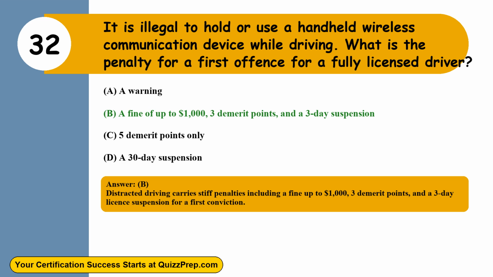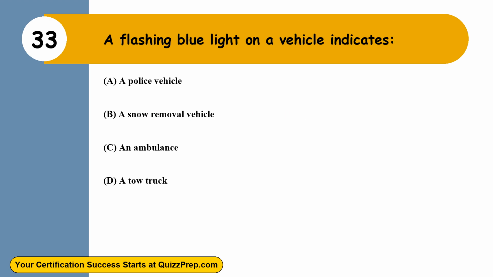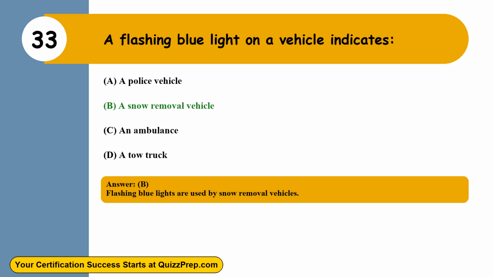Question 33. A flashing blue light on a vehicle indicates: Option A, a police vehicle. Option B, a snow removal vehicle. Option C, an ambulance. Option D, a tow truck. The correct answer is option B, a snow removal vehicle. Flashing blue lights are used by snow removal vehicles.